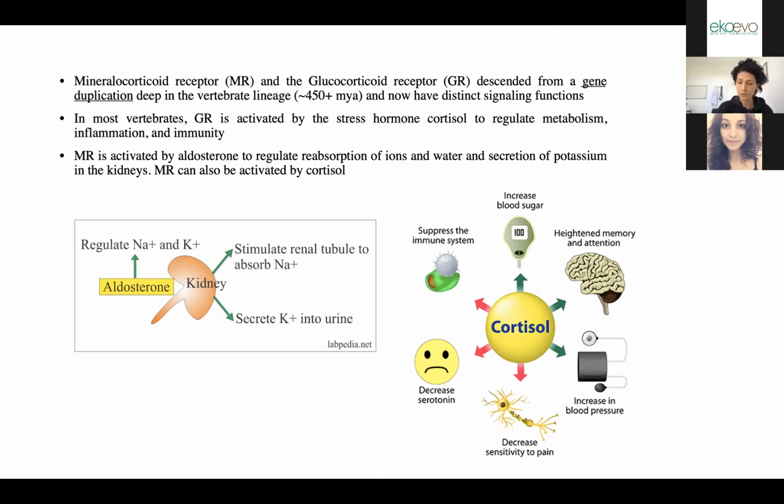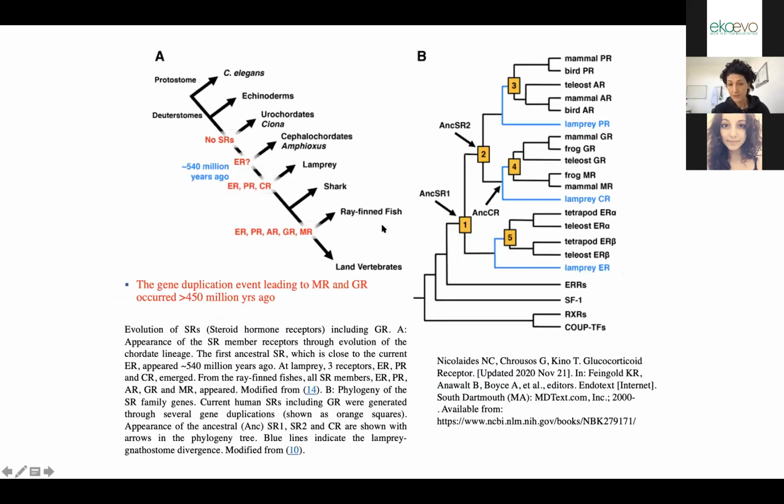So here is another study about the evolution of this hormone. In the neurochordate, the first steroid receptor is seen here, and the estrogen receptor is seen around 50 million years ago. Here are the glucocorticoid and mineralocorticoid receptors. As you can see, in the ray-fin fish there are glucocorticoid and mineralocorticoid receptors.